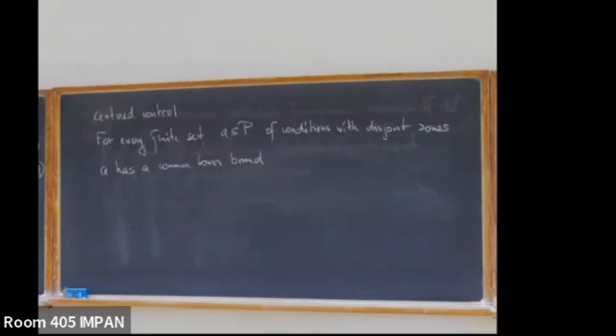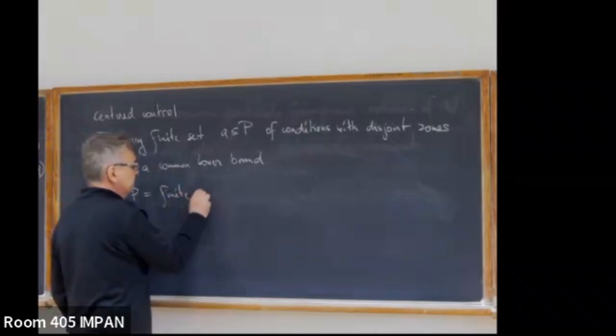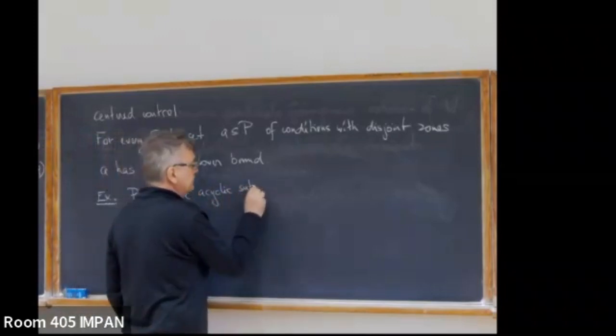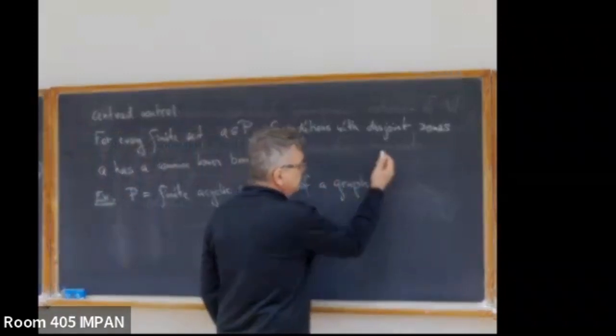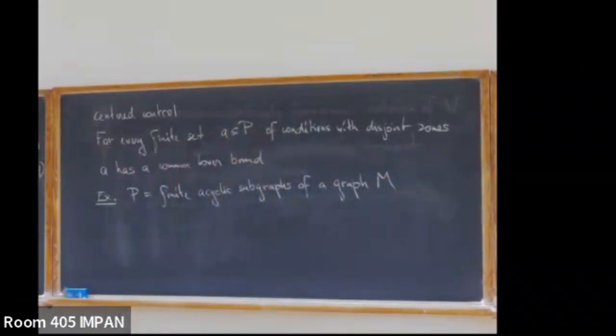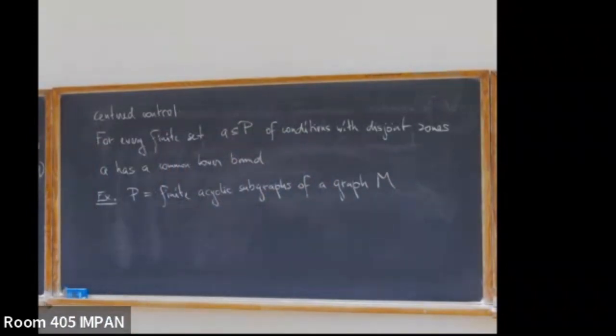So what are examples? This is a very simple situation. Let's say P is the acyclic subgraphs of a given graph. The zone will be just the set of vertices that are used in a condition. Now, if you look at acyclic graphs that have disjoint domains and you take the union, it is again acyclic.